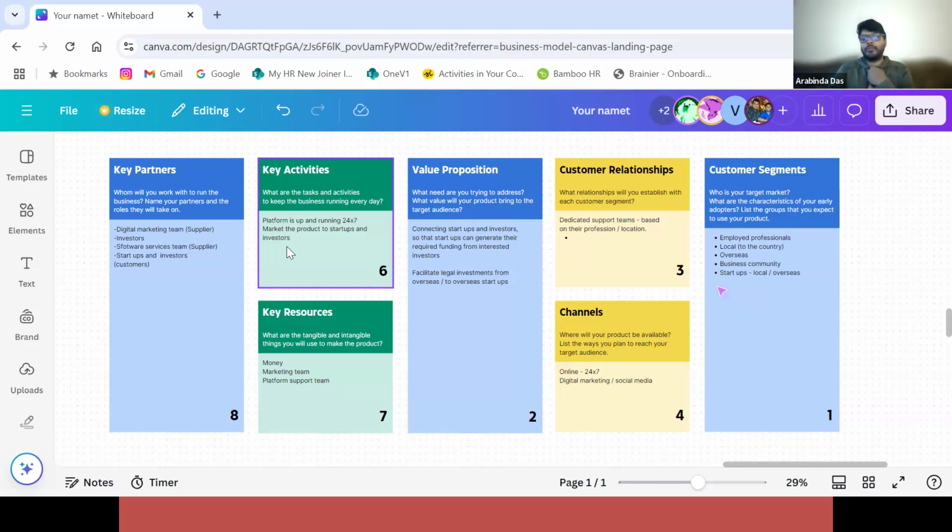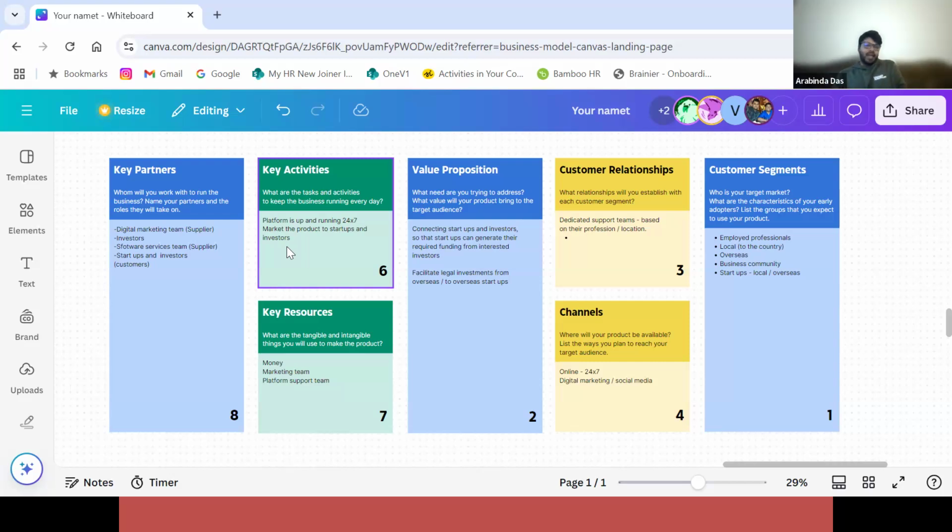I'm just saying from my perspective, if I say the key activities, maybe you can just write them on a high level. Over here you just give pointers, like when you do a brainstorming session, you take some sticky notes and just put the high-level things. It might be platform up and running 24/7, data analysis, or maybe some user acquisition or something like that.